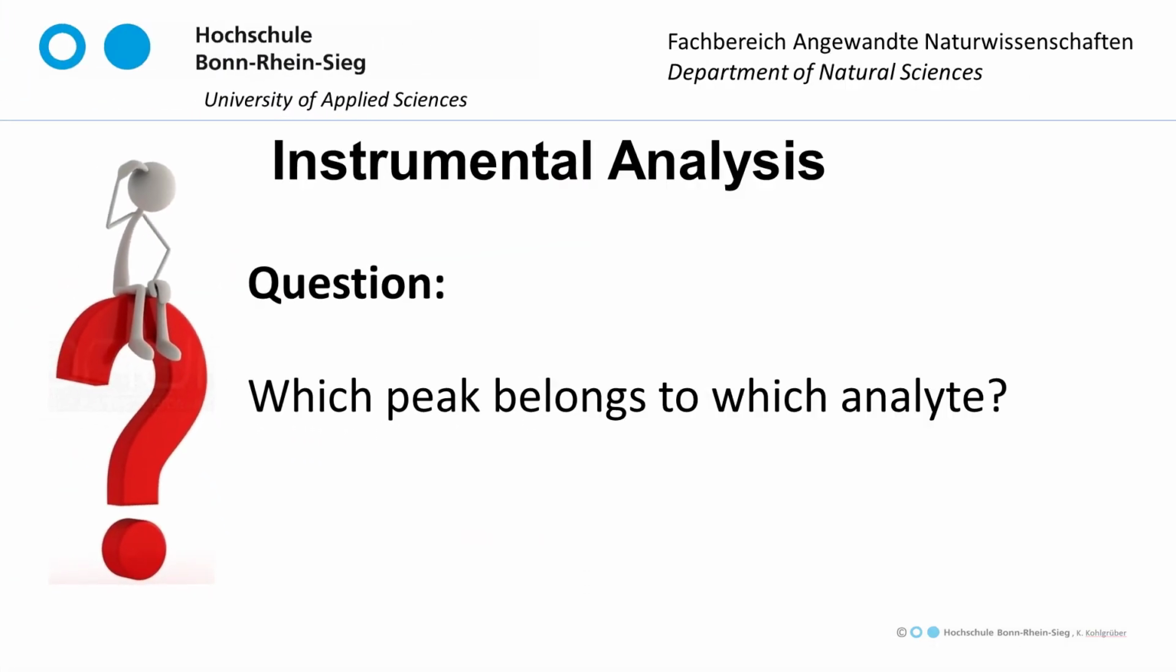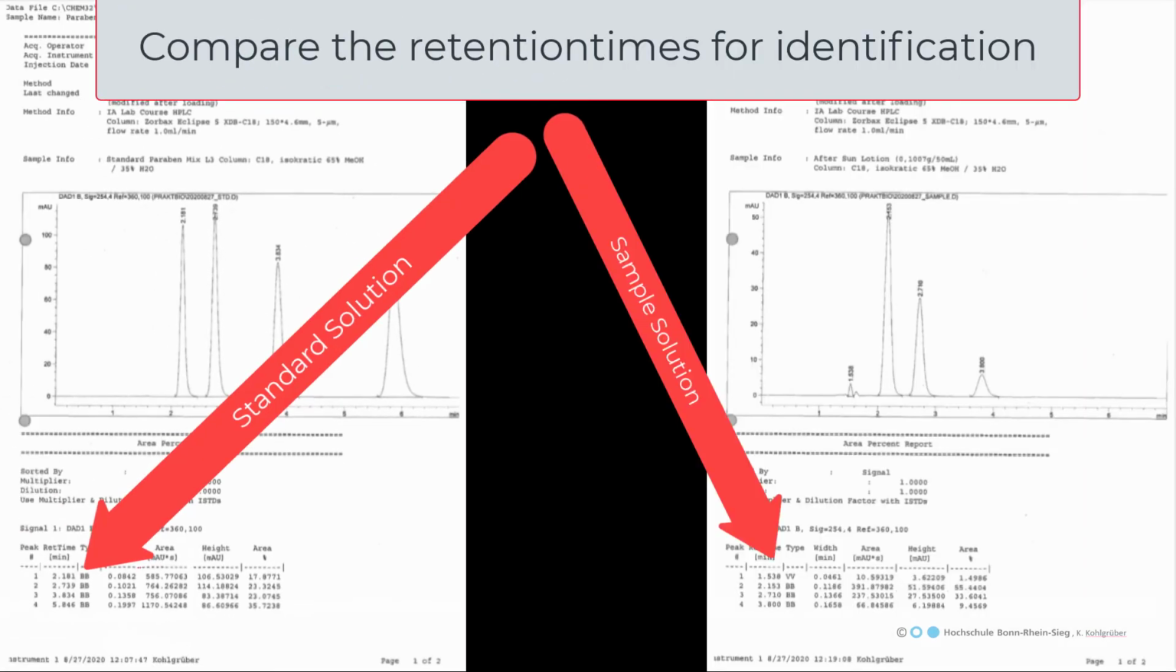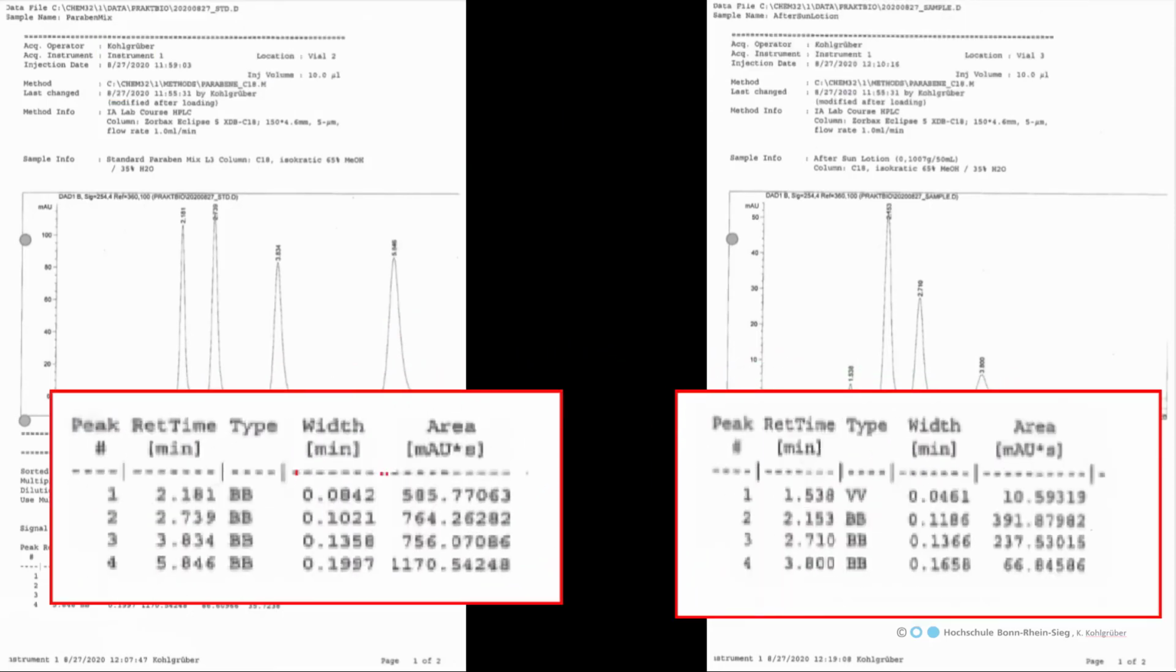And again the question, which peak belongs to which analyte here? Since there may also be other analytes in the sample matrix that are UV active, it is not possible to argue by polarity alone, but the retention times of the parabenes are known from the standard solution, so that an identification by comparing the retention times is possible. Since the matrix of the sample has an influence on the retention time, the retention times only match to 1 decimal place. However, this is sufficient for an identification.